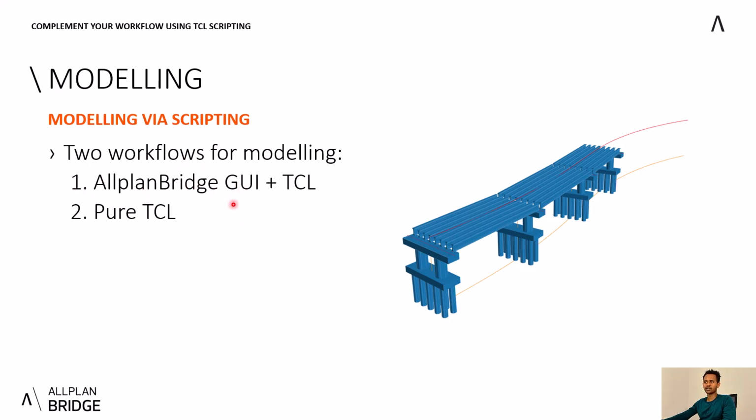We're going to utilize the best of both worlds. So we're going to utilize the user interface of Allplan Bridge, and we're going to utilize the TCL. The objective in this case is we want to model this thing: a girder bridge with 3 spans with 8 girders.